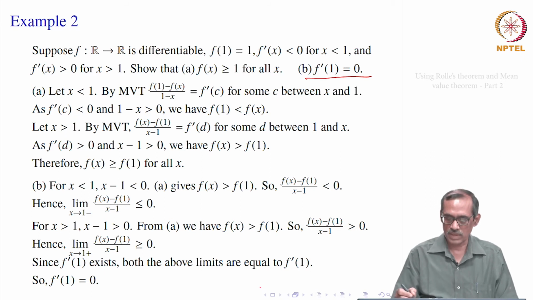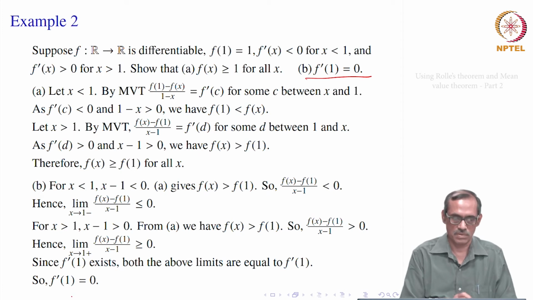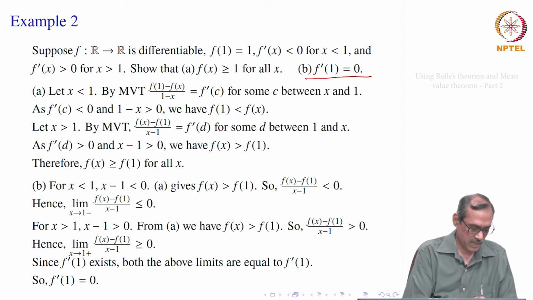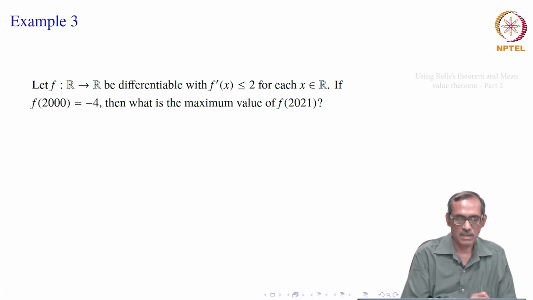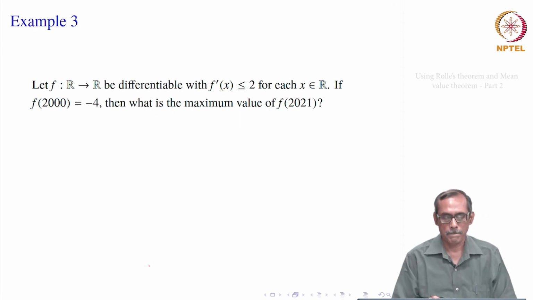So here you notice that at 1 we have to turn back to our definition of the derivative, that it is the limit of (f(x) minus f(1)) by (x minus 1). Then on the left side it is less than 0, on the right side it is greater than 0, the limit exists, therefore the limit must be equal to 0. That is the argument we used. Okay. So, let us take another example.